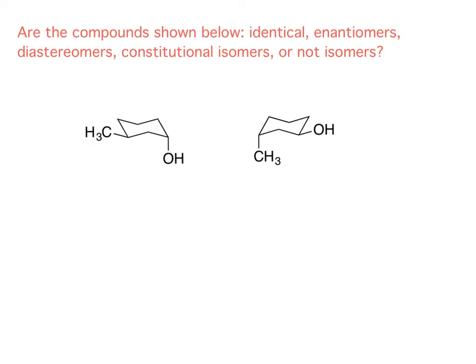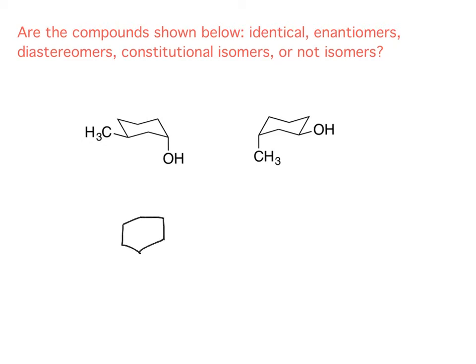In this example, we have a couple of chair cyclohexanes that we want to figure out the relationship between. And even for me, that's been doing this for a long time, it's hard to just look at these and immediately figure out the relationship. So for me, it's a lot easier to just quickly convert these into the flat cyclohexanes with dashes and wedges. So let's do that first.